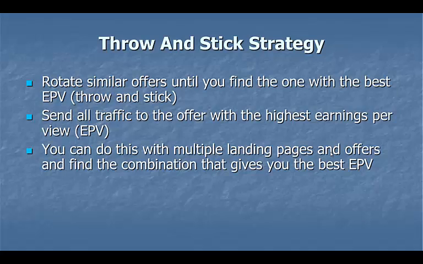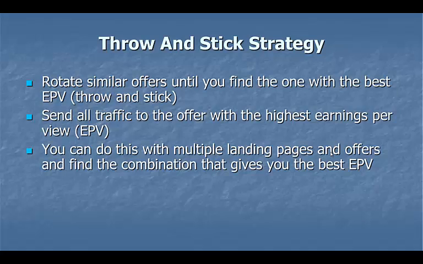They were bidding on particular targets and rotating similar CPA offers until they found the one with the best EPV, and that's basically earnings per view. Because remember, every time your window pops up with pay-per-view traffic, it's not generally a click, so it's not an earnings per click, it's an impression or a view. So what you want to do is determine what CPA offer gets you your best earnings per view. And the best way to do this is to test a variety of different CPA offers.